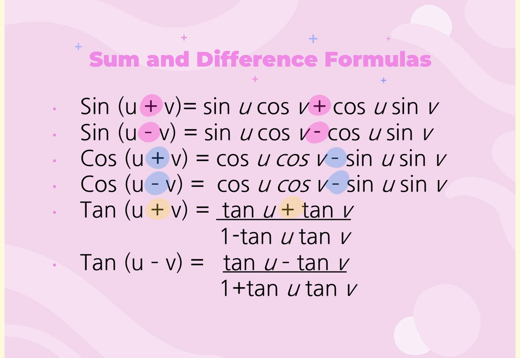So we add them in the numerator. And then 1 minus the product of them in the denominator. If it's a minus, we put a minus between them. So the first minus the second over 1 plus the product. So notice these signs are the opposite. The top one matches, the bottom one is the opposite.